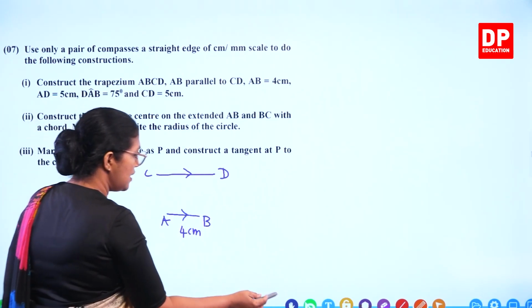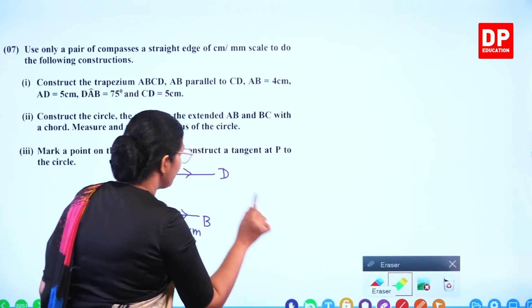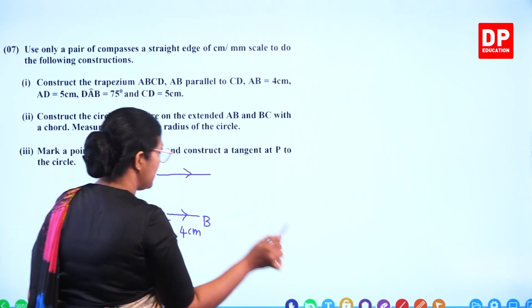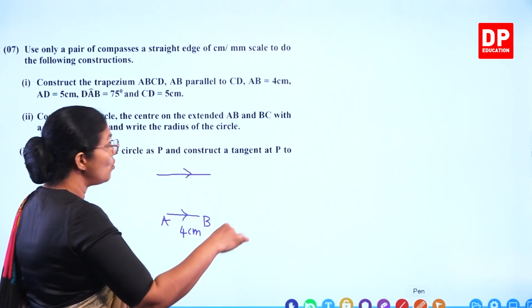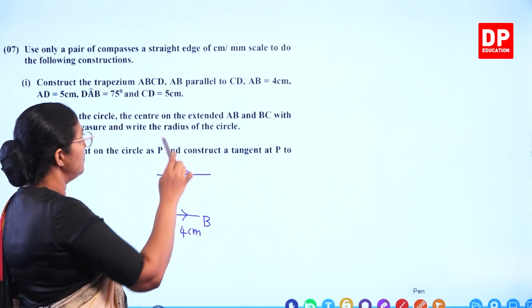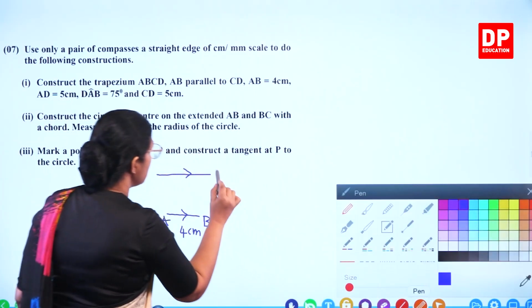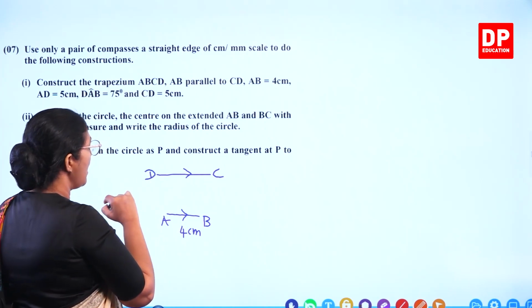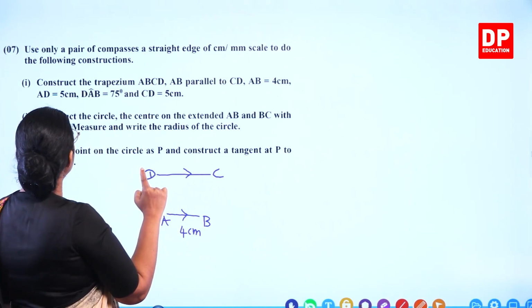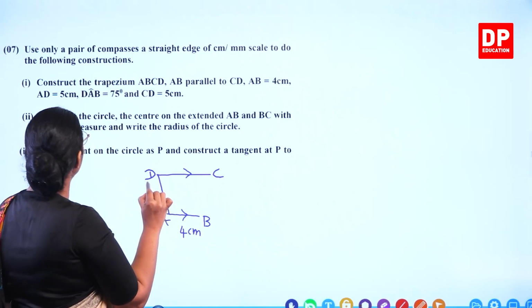So the C should be the other way around. So I'll erase this value. This should be C and this should be D. Because when you mark the trapezium, this should be in order. A, B, this part should be C and this is D. And AD is given 5 centimeters.